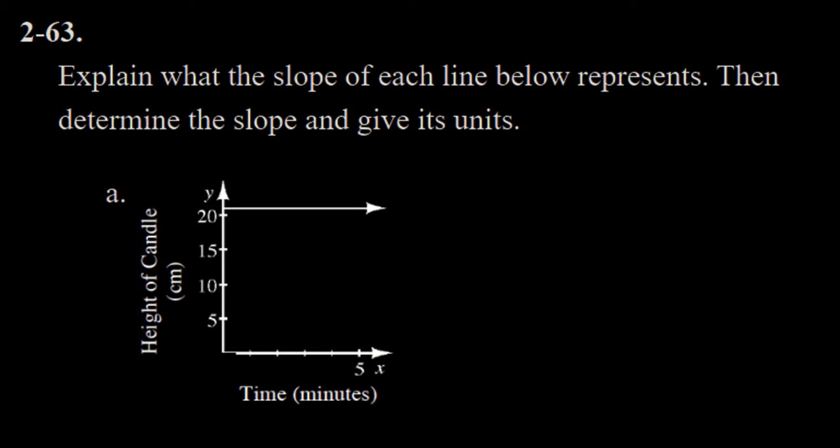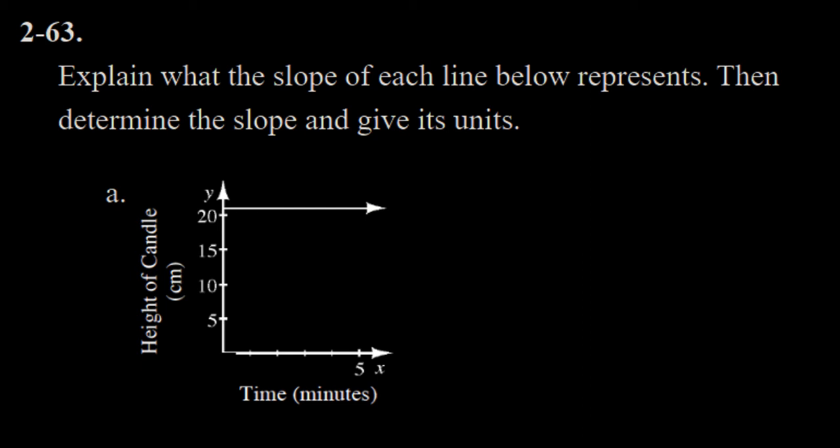Okay, so let's look at the second half of the assignment from 2.2.2. Again, this was a little bit longer section and was divided into two different nights. So this is the homework from the second night, and it starts with question 63. It says, explain what the slope of each line below represents, then determine the slope and give its unit.